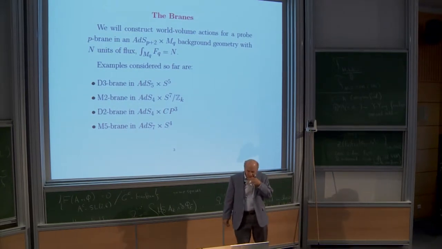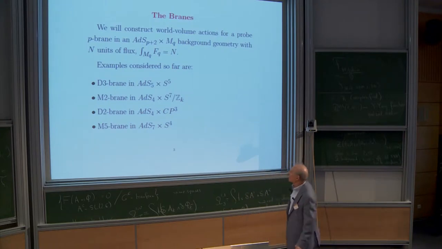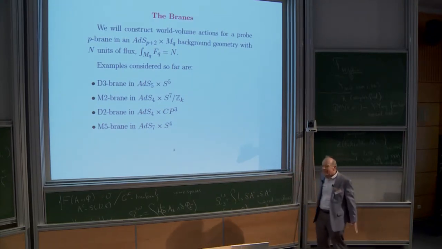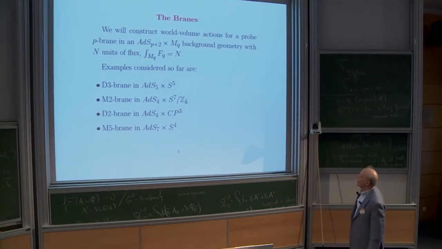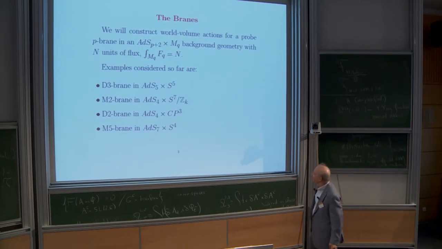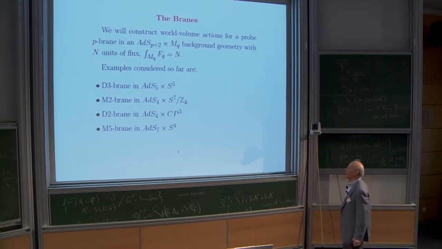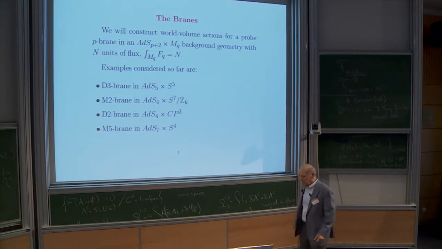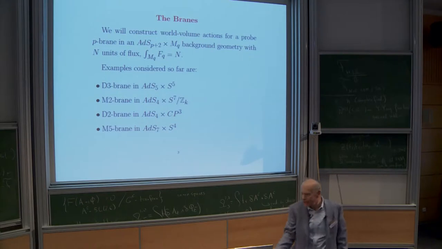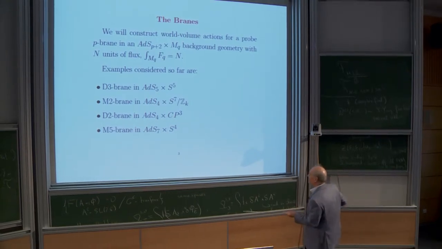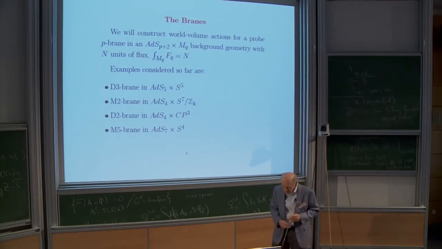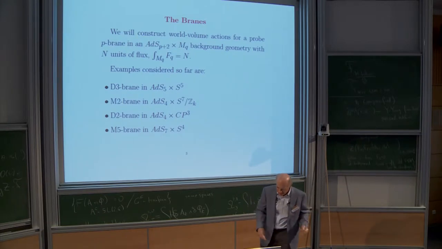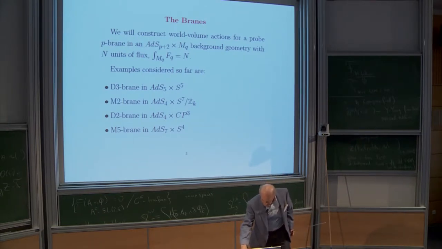So the examples that are going to be discussed are D3 branes in AdS5 times S5, the basic example of AdS-CFT duality; the M2 brane in AdS4 times S7 modded out by a cyclic group Z_k; and the D2 brane in AdS4 times CP3. These two examples are both related to what's known as ABJM theory, which is a superconformal Chern-Simons theory in three dimensions. And let's say a little bit, maybe, about the M5 brane in AdS7 times S4, which is related to this mysterious (2,0) superconformal field theory.